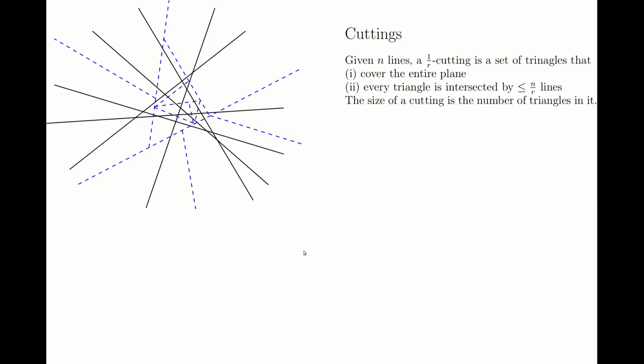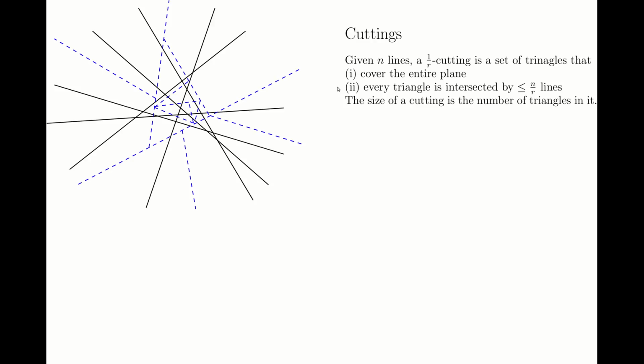In this video, we'll look at a very important concept known as cuttings. Consider a set of n lines in a plane. A 1/r cutting is a set of triangles that have two important properties. First, they have to cover the entire plane. And second, every triangle in the cutting should be intersected by at most n/r lines.